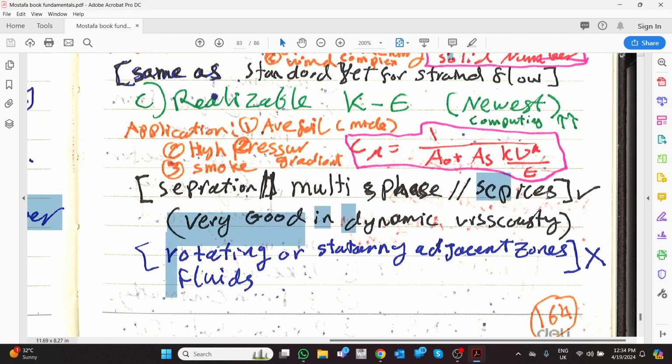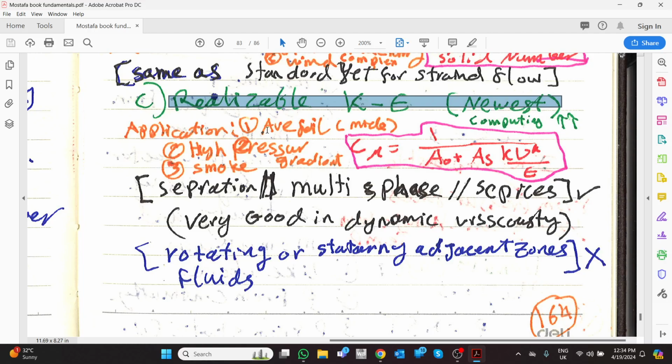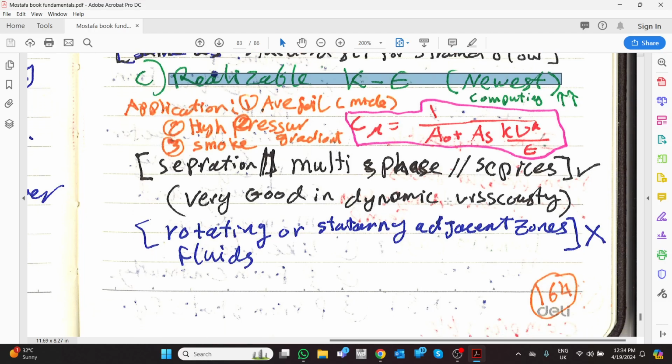So when smoke is a multi-phase, by the way. For any species, mean reaction and very reaction, or a multi-phase or a separation, you need to use the more accurate one to generate the entire vortices of what is happening. It is very good in dynamic viscosity, rotating, stationary, adjacent zones of fluid. This means if you have two zones and one zone is rotating, another zone is not rotating, no, it cannot do it. For this case, it cannot do it.